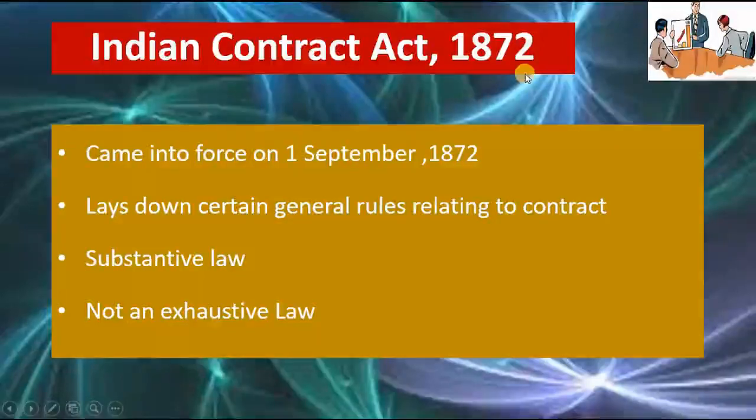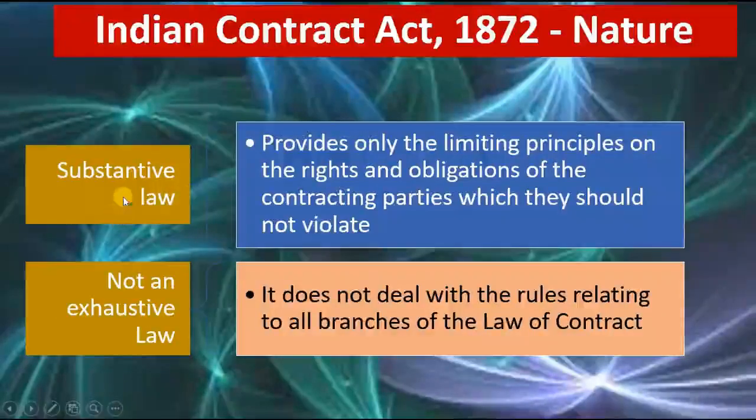Indian Contract Act 1872, which came into force on September 1st, lays down certain general rules relating to contract. General rules that specify the elements or the basic necessities for a contract. And again, this contract is substantive law and it's not an exhaustive law. So that we can see.